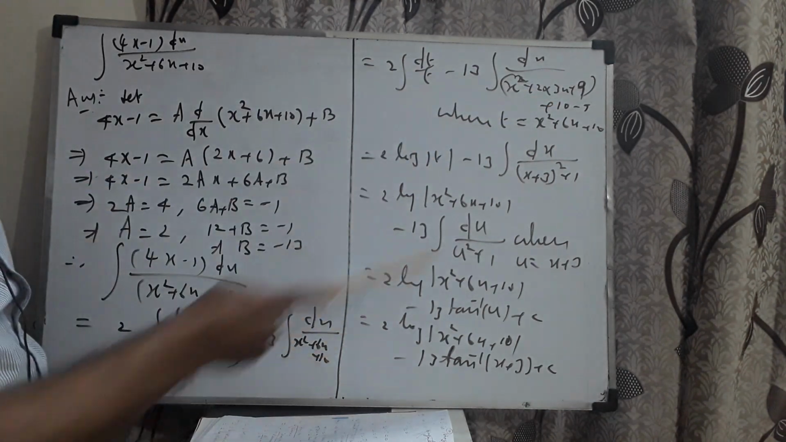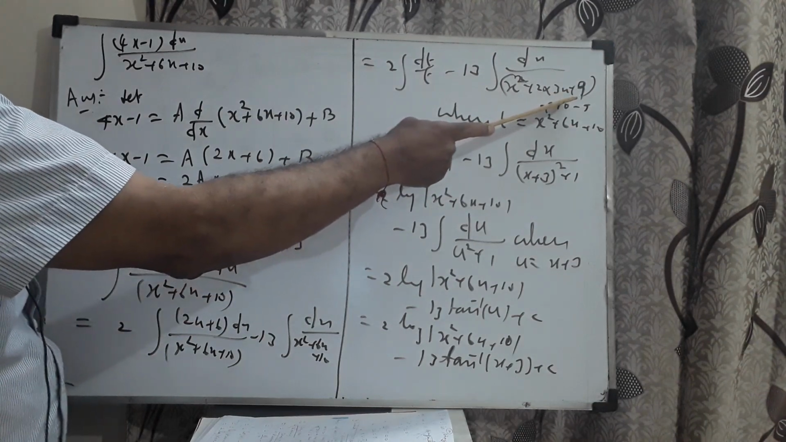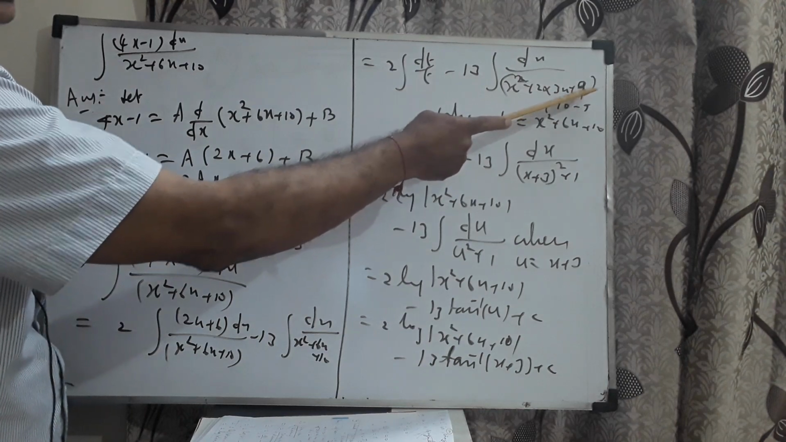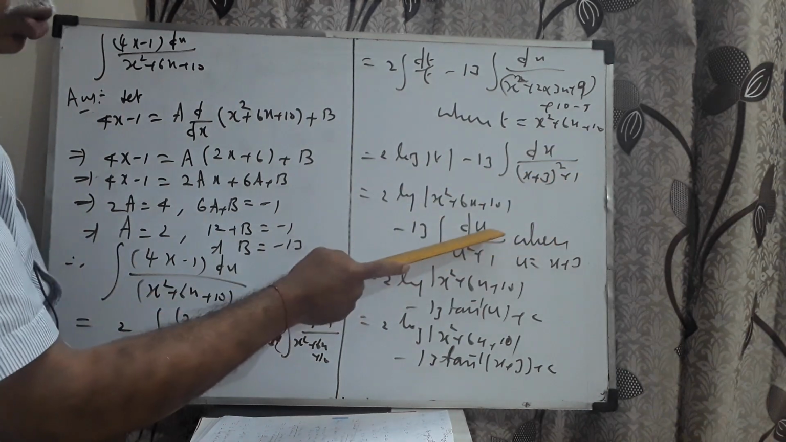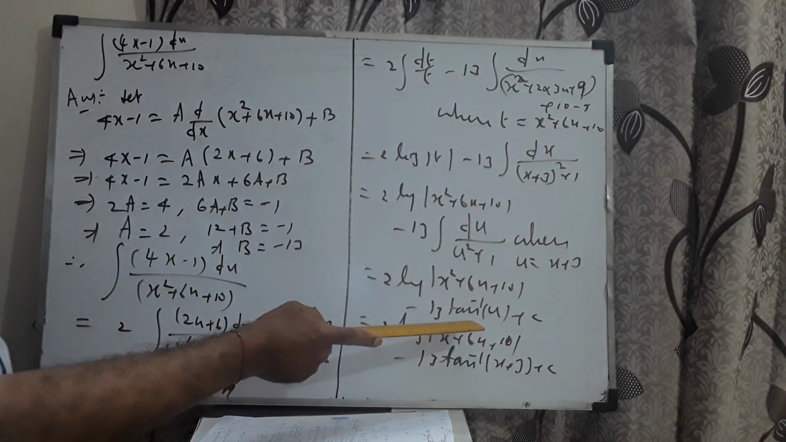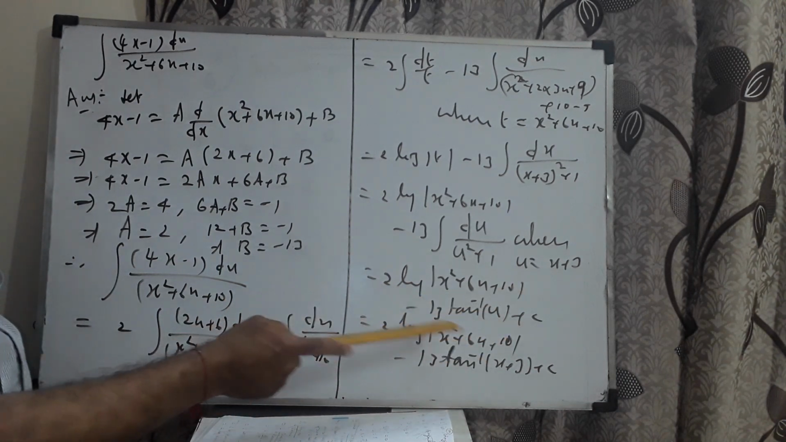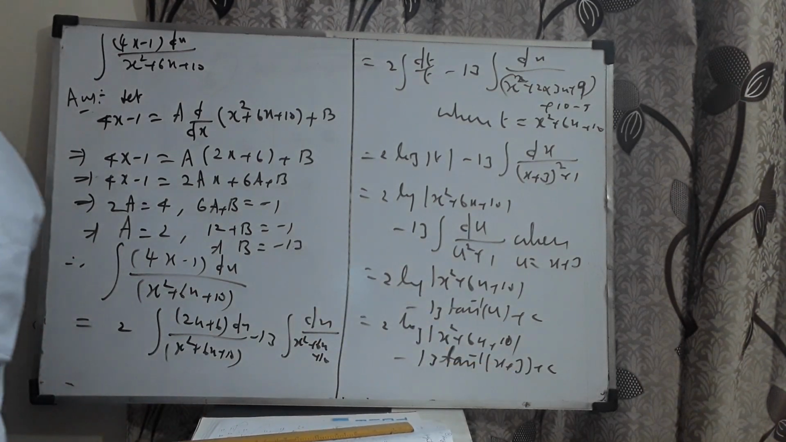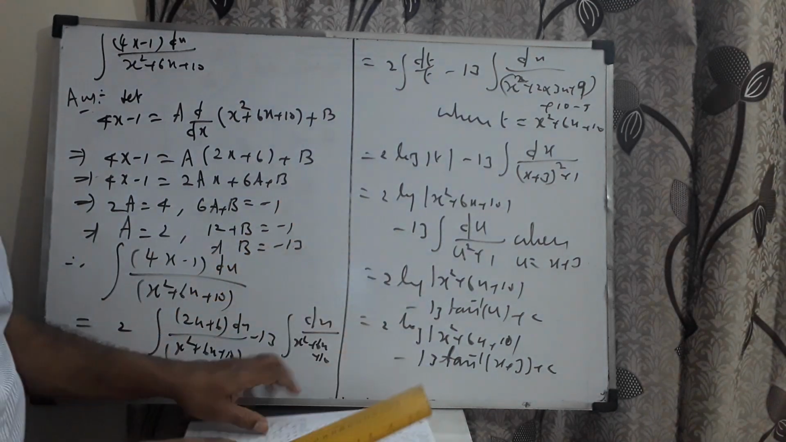Therefore, this 6x can be written as 2 into 3x. A square plus 2ab becomes a perfect square only when we add b square. Instead of b, I have 3. 3 square is 9. Add 9, subtract 9. This x plus 3 can be replaced by u. Du by u square plus 1, since 10 minus 9 is 1. Therefore, it's a direct application of tan inverse u. So 2 log x square plus 6x plus 10 minus 13 tan inverse (x plus 3) plus c will be the final answer.